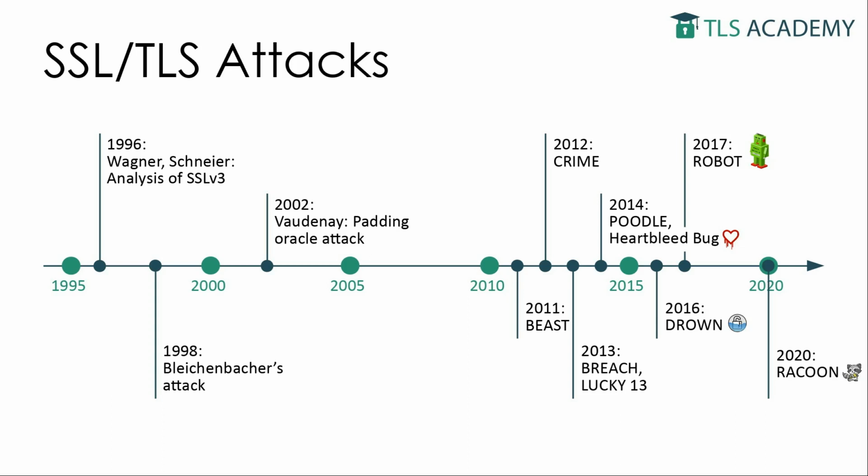In 2020, the Raccoon attack was published, and this targets TLS 1.2 and lower, and relies on very precise time measurements, and thus is usually very hard to exploit.